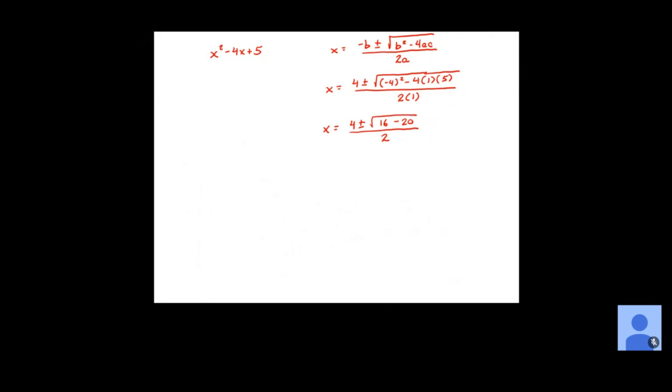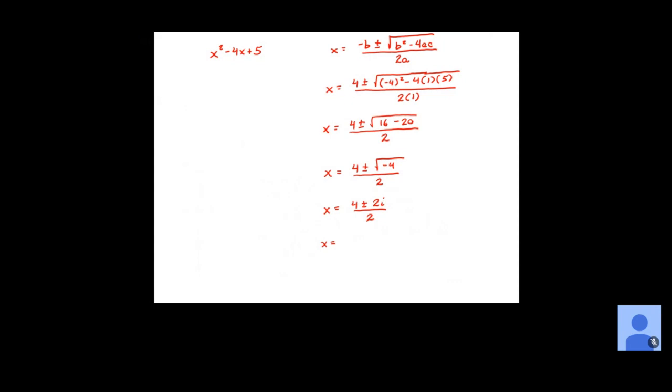Simplify 16 minus 20. That gives us 4 plus or minus the root of -4 all over 2. What's the square root of -4 going to give us? 2i. Good, right? Because the square root of 4 is 2. The square root of a negative is going to give us an i. So we're going to get 4 plus or minus 2i all over 2. And now remember, as long as we can divide both of those terms by whatever's in the denominator, we can split that apart and do that division.